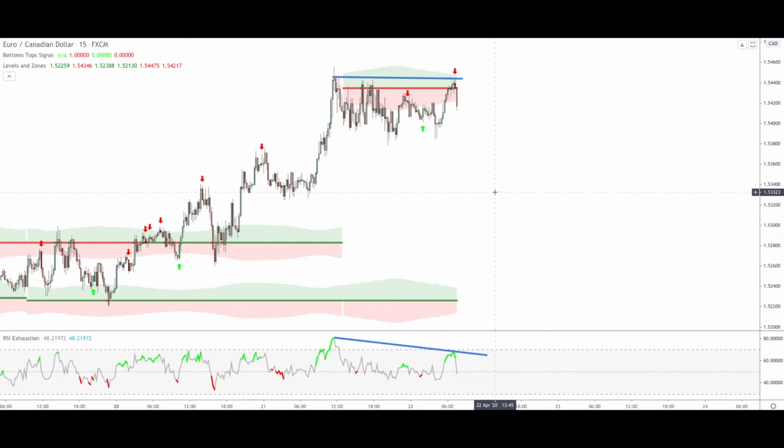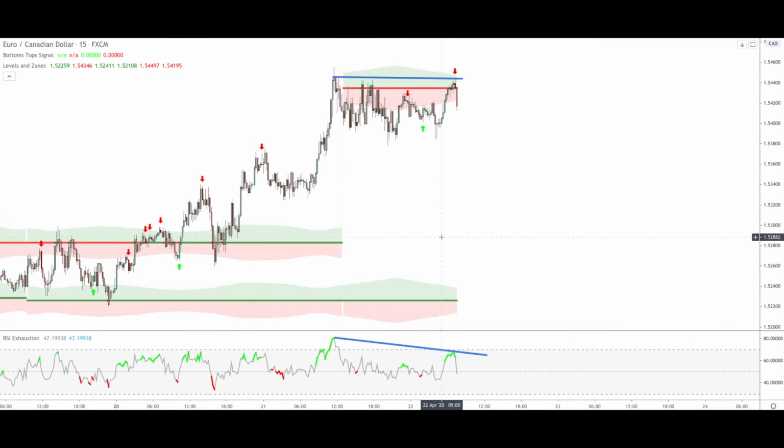So what we have here, we need to check three conditions that we always check. The first one is that we have divergence between the price and the RSI Exhaustion. And we have, because the price is flat, the RSI Exhaustion is going down. The second condition that we need to check is whether the RSI Exhaustion is exhausted or not. And as you can see, it is exhausted here because it's green, so it's bullish exhausted, and it was exhausted around this area here, which is also good as well.